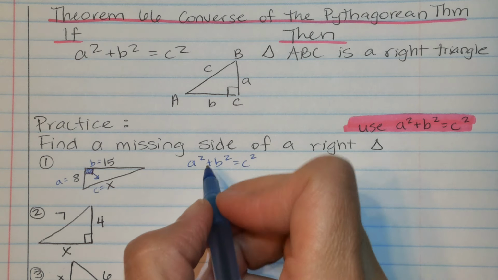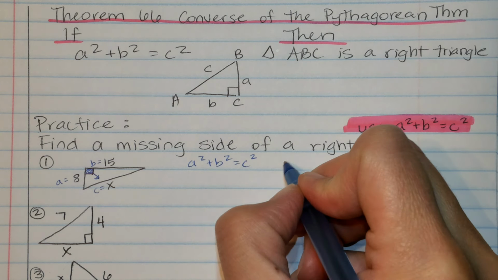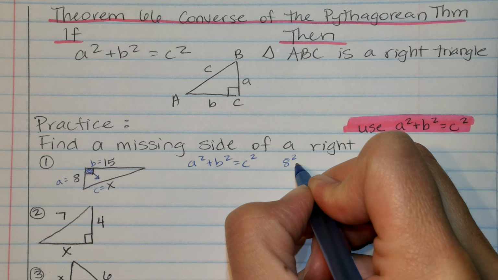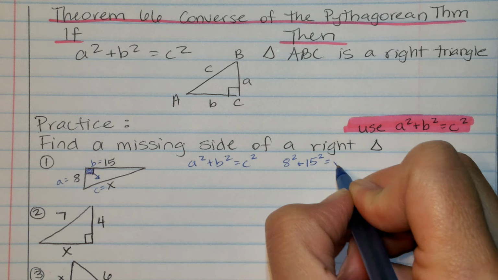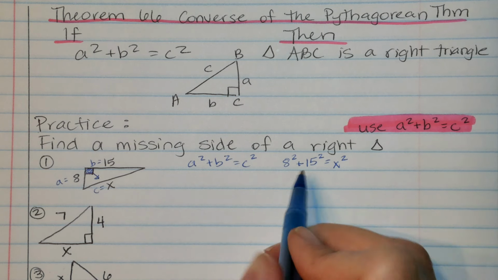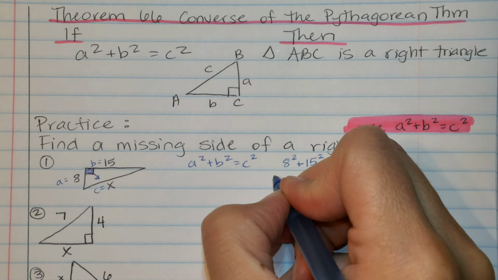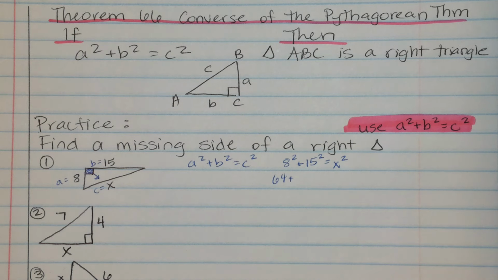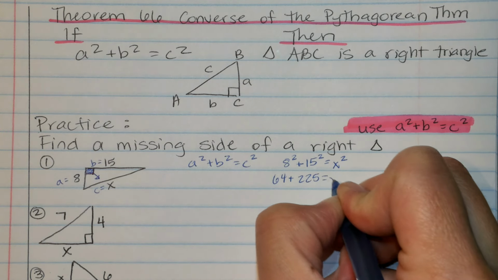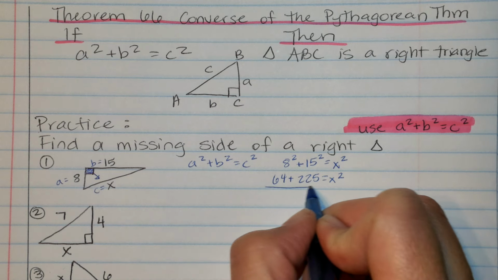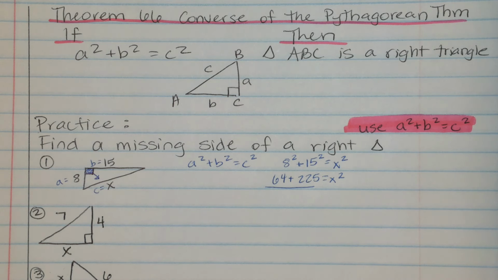Okay, so I just have to plug in my values. So A is 8, 8 squared. B is 15, so 15 squared. And then C is X, X squared. And then I do my calculations. 8 squared is 64. 15 squared is 225. That equals X squared. I have to combine those numbers together. So 225 plus 64.